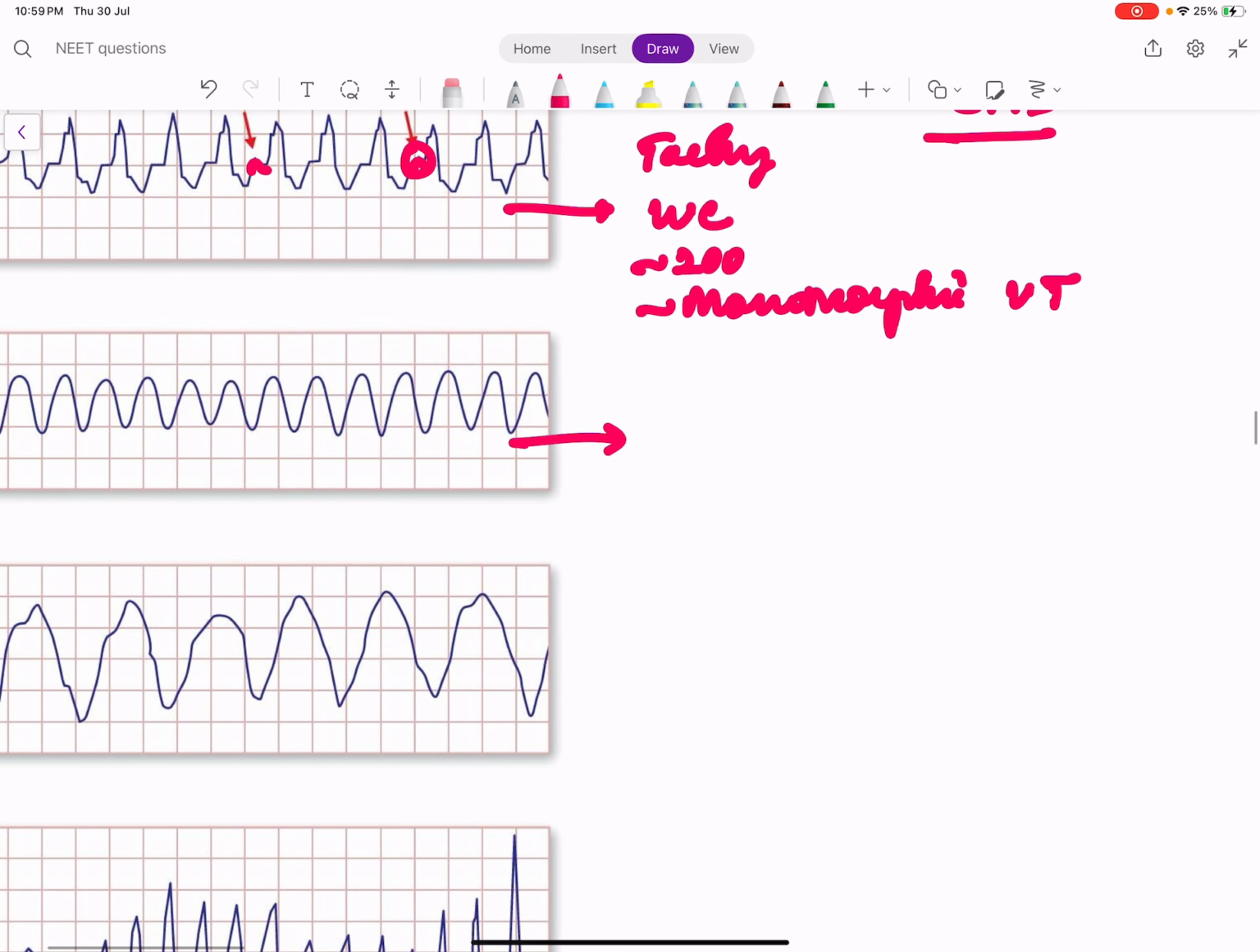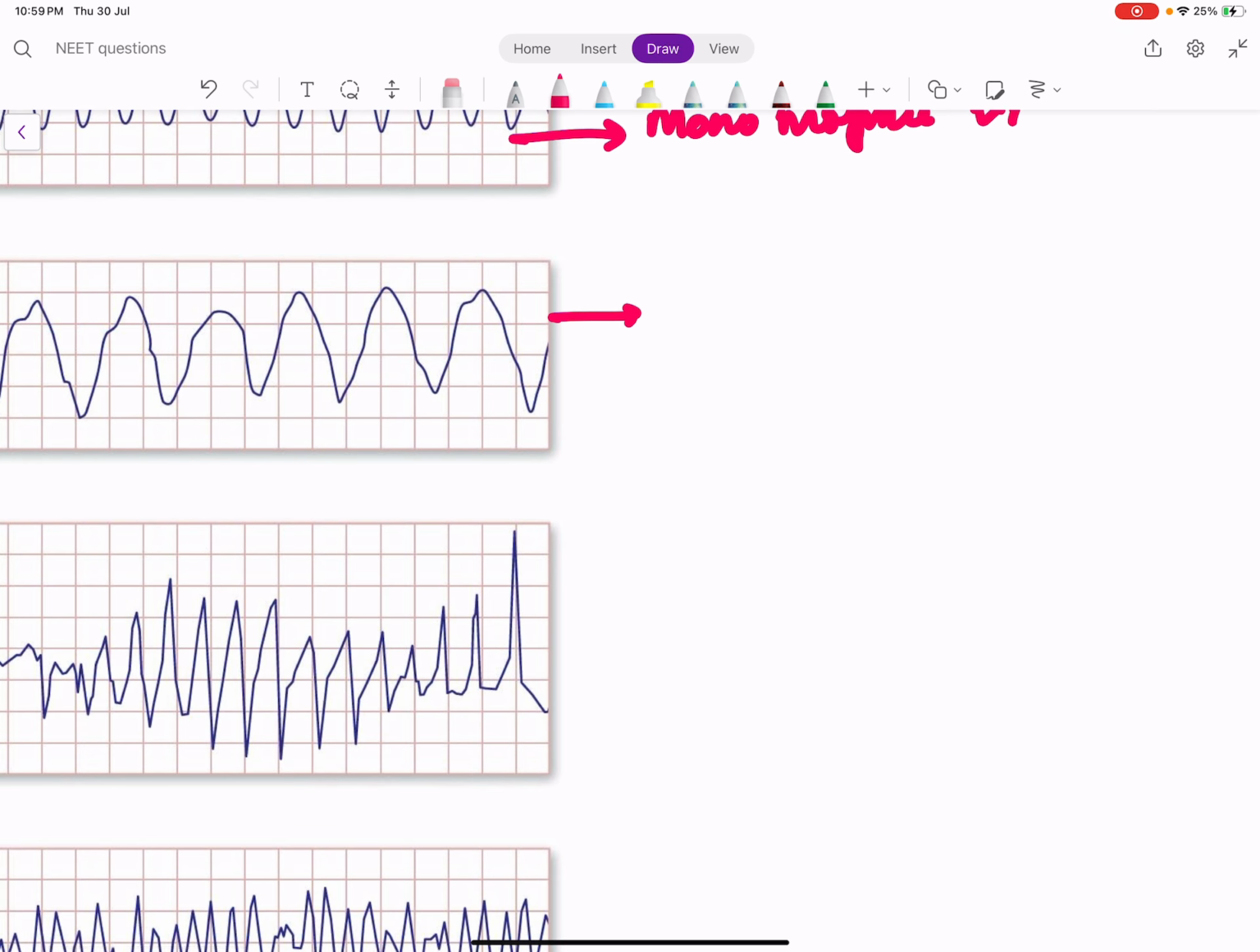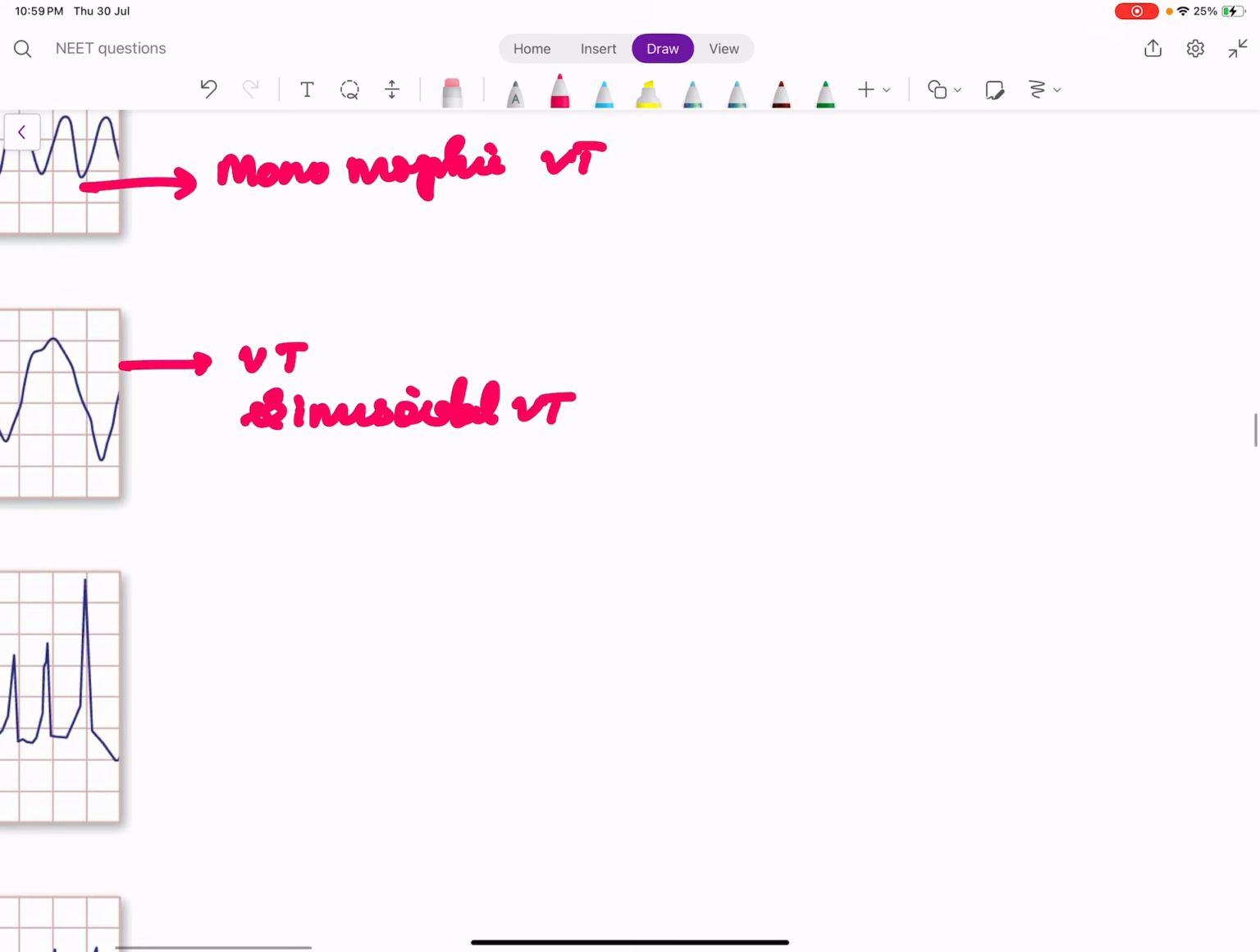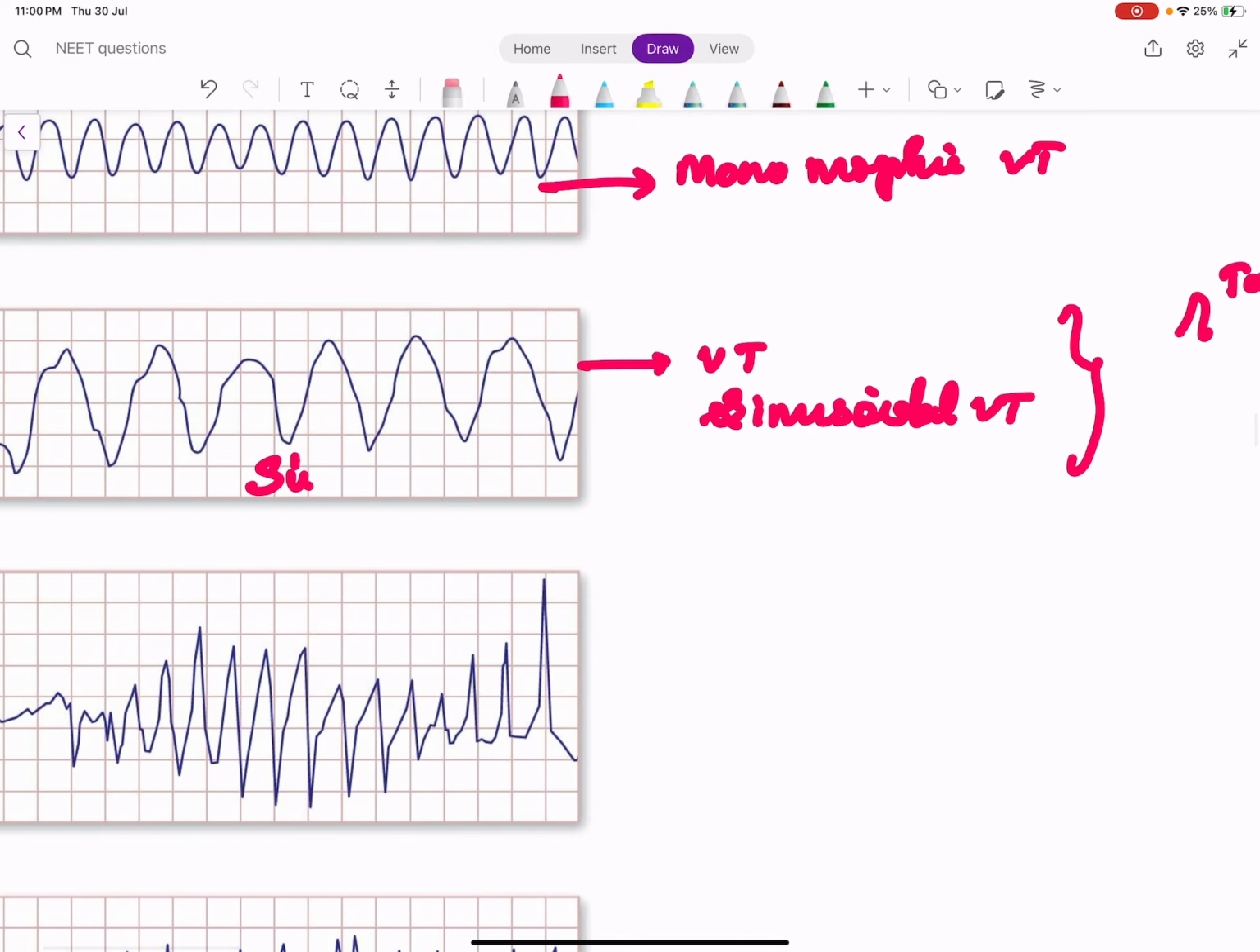What is this? This is also monomorphic VT. This is also monomorphic VT. Textbook says this is taken from Harrison. It gives that it's a sinusoidal VT of hyperkalemia. Remember, hyperkalemia, initially we discussed that tall T wave is one feature of hyperkalemia. But tall T wave is the initial feature of hyperkalemia. When hyperkalemia progresses, it can become sinusoidal like this. This is a sinusoidal wave.